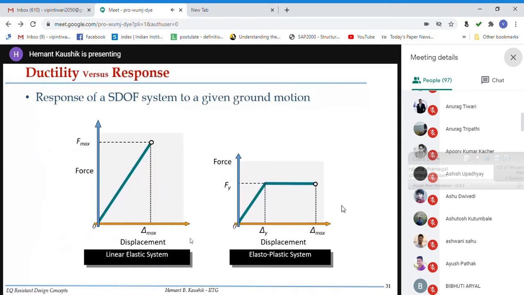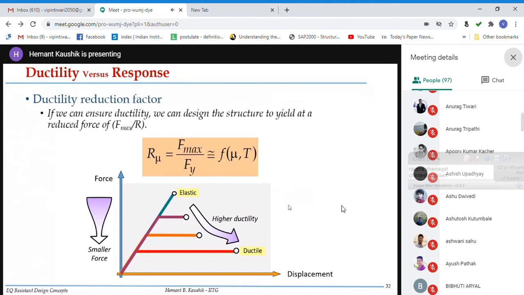So then this linear elastic system, we have actually converted into an elastoplastic system. So this response of a single degree of freedom system to a given ground motion, we can convert from here to here, considering all of that, right? So ductility, where we have all those parameters. So here is the ductility reduction factor. So from elastic response, we go to the ductile response, right? So when we go from elastic to ductile, you now know that we reduce the force. The smaller and smaller force will have to be considered for design, if our system is more and more ductile, right?